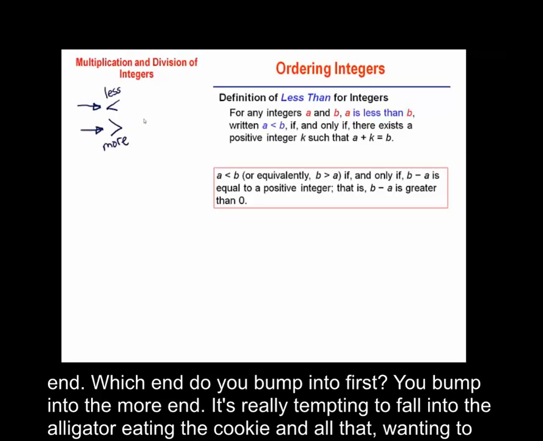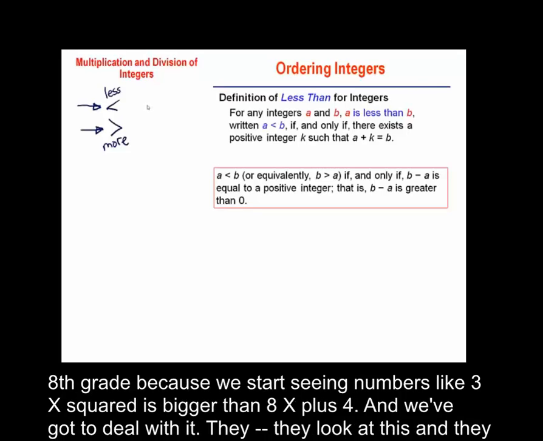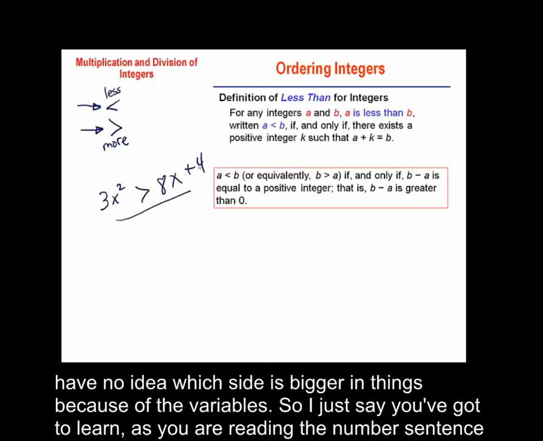It's really tempting to fall into the alligator eating the cookie and all that, wanting to eat more cookies and stuff. Kids seem to get it, but it's mathematically incorrect, and it really doesn't help them by the time they start getting into 8th grade, because we start seeing numbers like 3x squared is bigger than 8x plus 4, and we've got to deal with it. They look at this and they have no idea which side is bigger and things because of the variables.